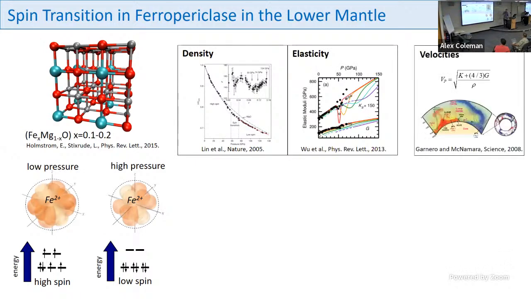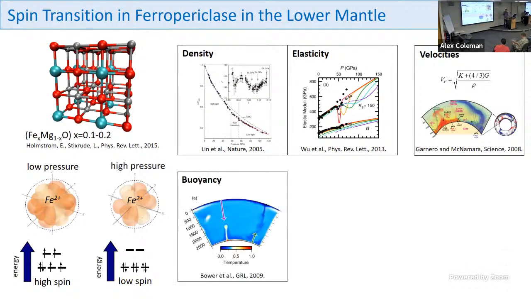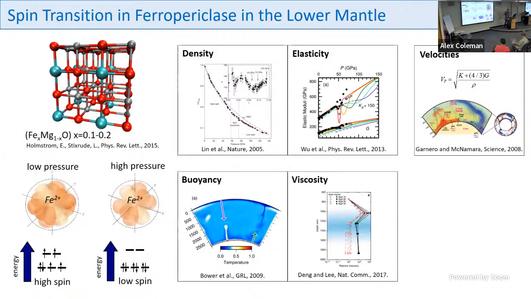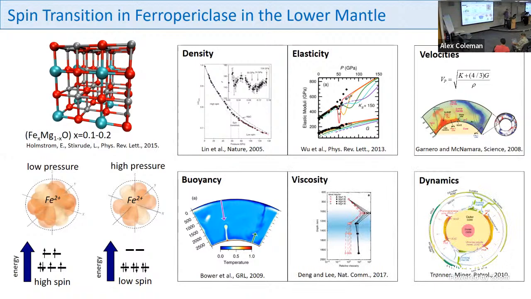This is important because everything we understand about the mantle comes from looking at velocities, and both density and elasticity appear in the equation for velocity. It also affects buoyancy. If you've got a process that's affecting the density of material, of upwellings and downwellings, a change in density is going to affect its buoyancy, and it also affects its viscosity, which has implications for mantle dynamics.